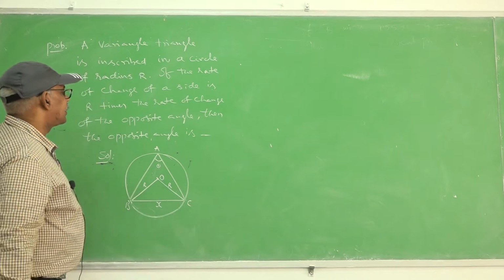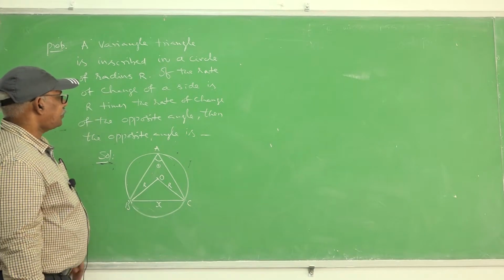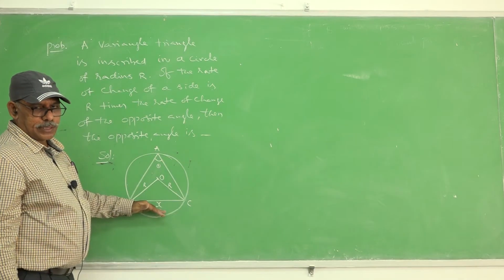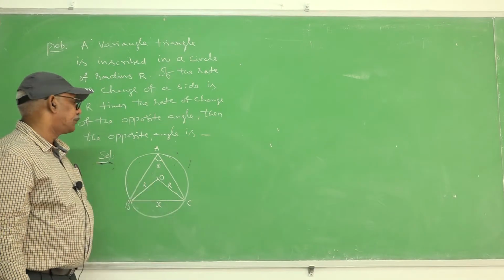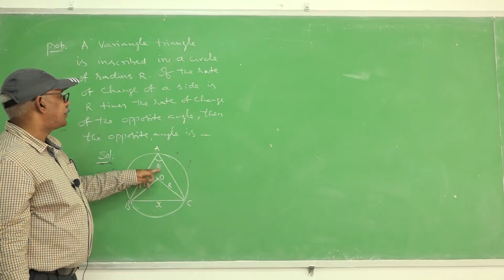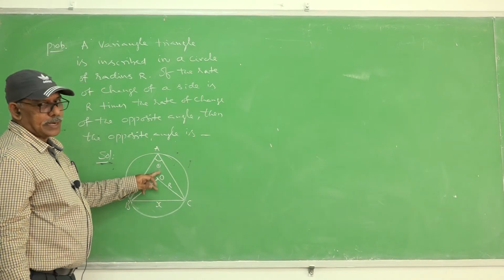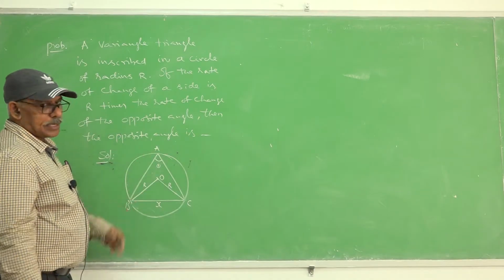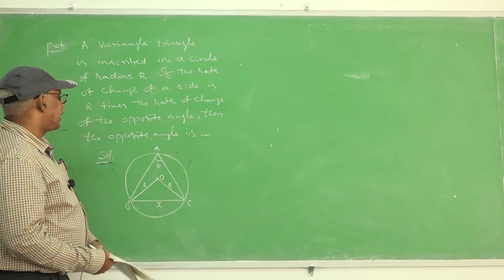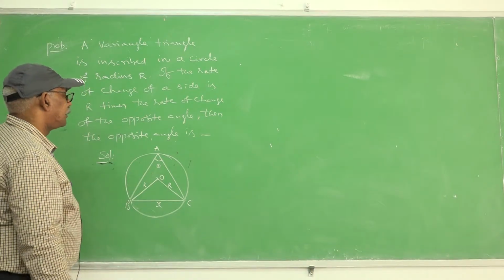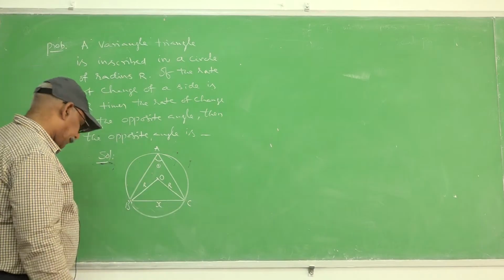In such a case, the rate of change of the side, that is dx by dt, is capital R times the rate of change of the opposite angle, d theta by dt. That is the given relation. In such a case, the opposite angle is, that is the question. What is the value of theta?